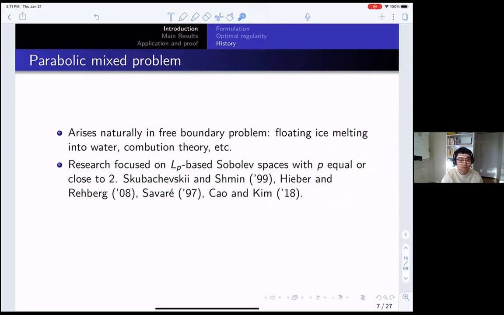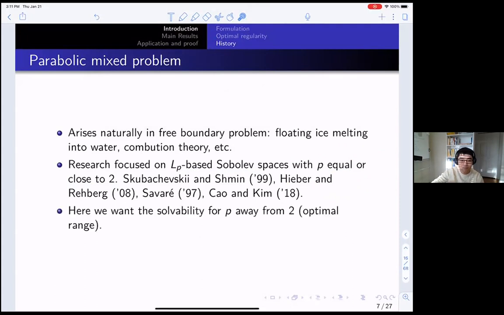And mathematically, there is also some research on this parabolic equation with mixed boundary condition. Most studies focus on L^p-based Sobolev spaces, weak solutions, but with p equal to or close to 2. There is a lot of study on this, but it's different from ours, so let's not mention too much. What we want is the solvability for weak solutions for p away from 2. In particular, we want the optimal range, say p less than 4 minus epsilon is optimal for the heat equation on the upper half space in the smooth case. Okay, so this is our aim.